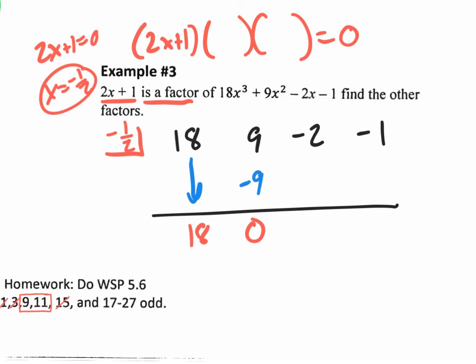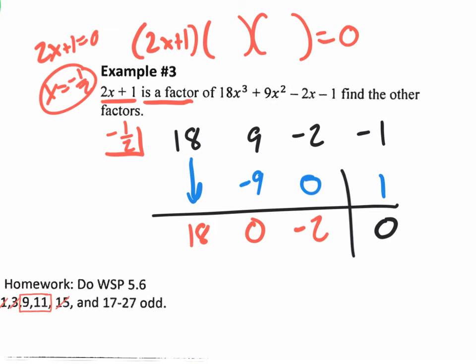0. What's negative 2 plus 0? Negative 2. Last but not least, what's negative half times negative 2? 1. Now, I am not surprised that my remainder is 0. Why am I not surprised? Because I know that this is a factor. They told us this is a factor. That means that the remainder has to be 0.